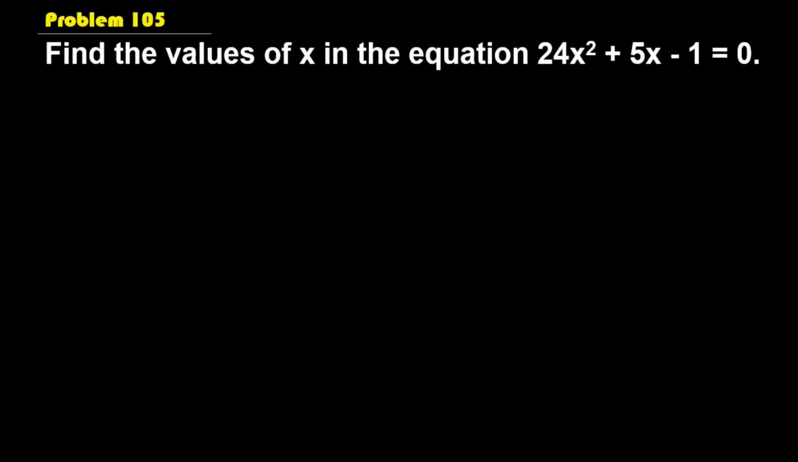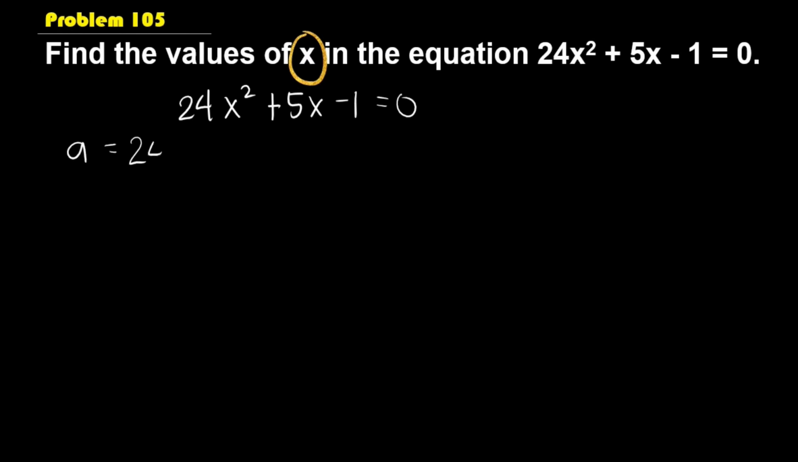Problem 105, ganun ulit, ang hanapin mo daw ay values ni x ng equation na to. So, copy natin equation, 24x squared plus 5x minus 1 is equal to 0. And your a is equal to 24, your b is equal to 5, your c is equal to negative 1.